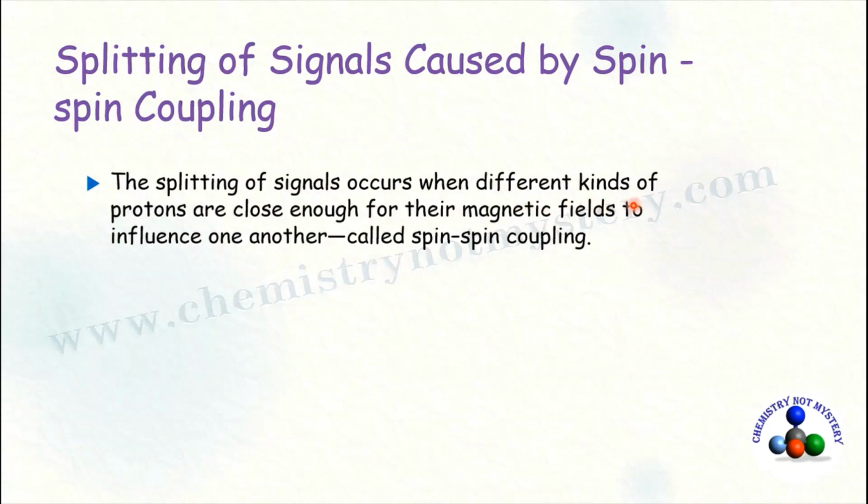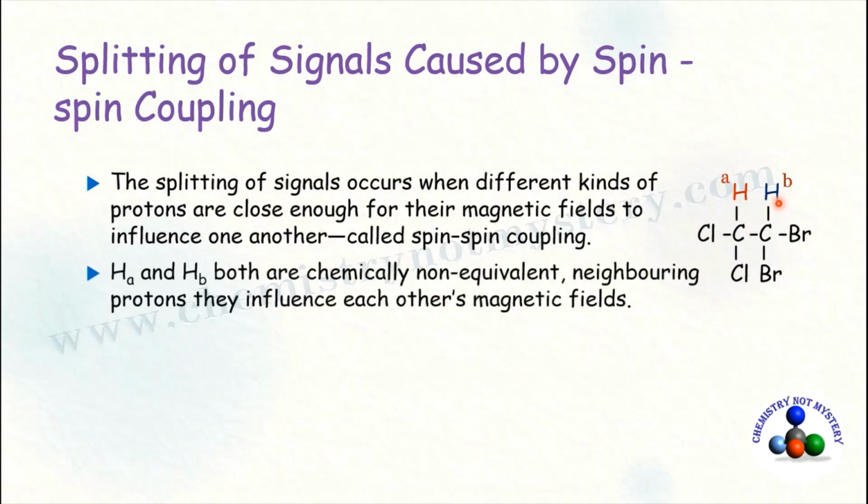Splitting of signal is caused by spin-spin coupling. It occurs when different kinds of protons present on neighboring carbons influence the magnetic field of each other. For example, in this molecule, there are two sets of chemically equivalent protons. Both the protons are present on neighboring carbons. So proton A can influence the magnetic field of proton B, and proton B can influence the magnetic field of proton A.